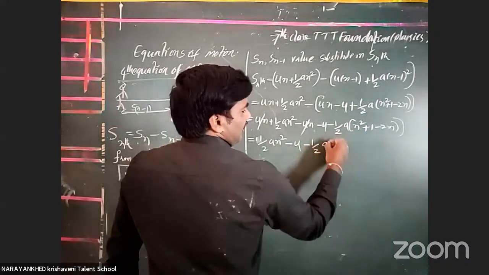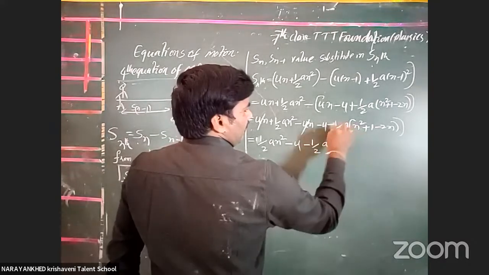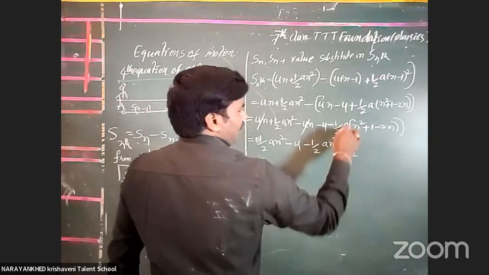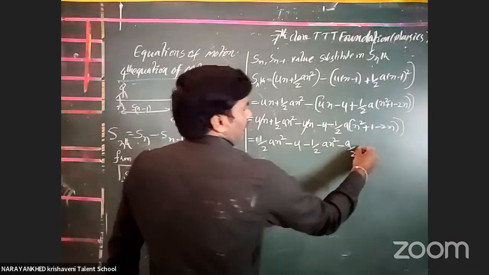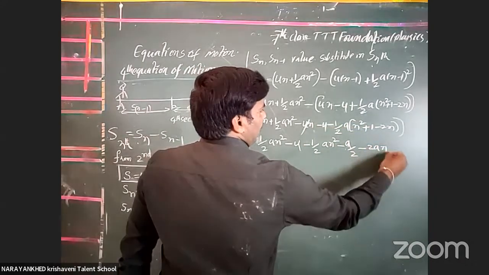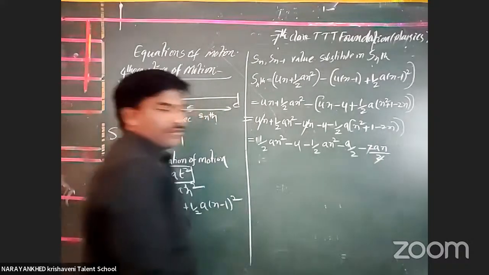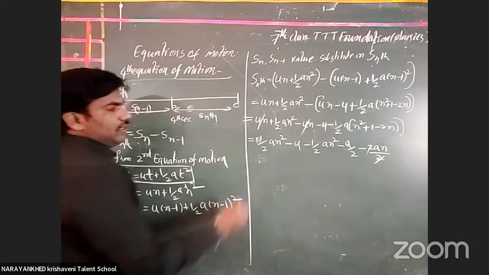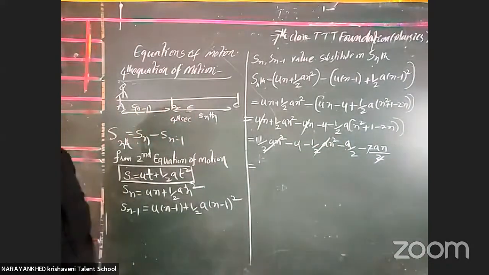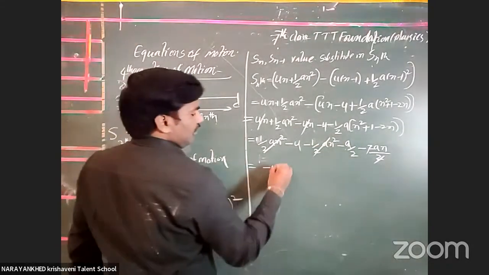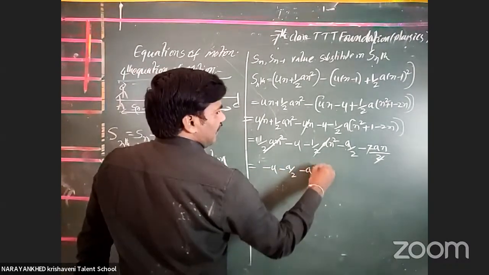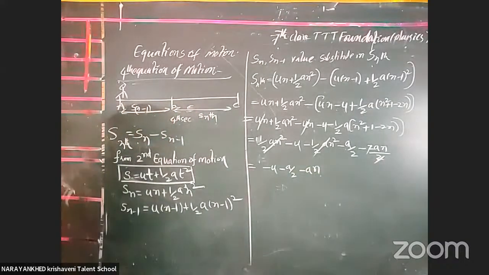Minus 1 by 2 into 1, minus a by 2, minus 2 a n, 2 a n by 2, the 2 cancels. What is the remaining here now? Minus half a n square plus half a n square cancel. What is the remaining here now? Check it. Minus u, minus a by 2, minus a n.